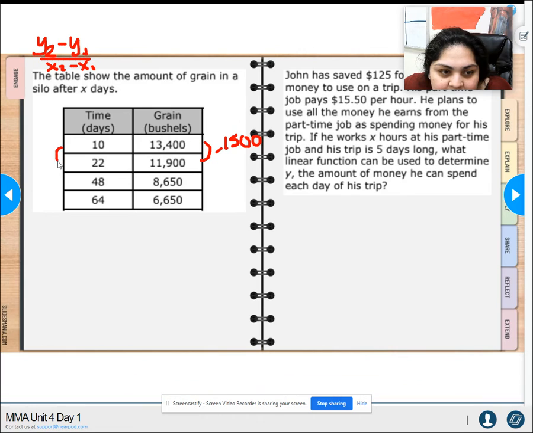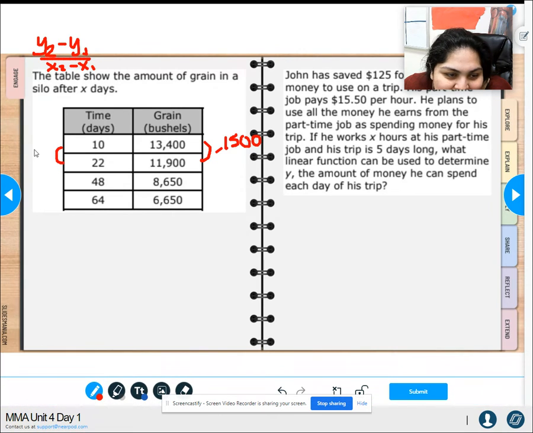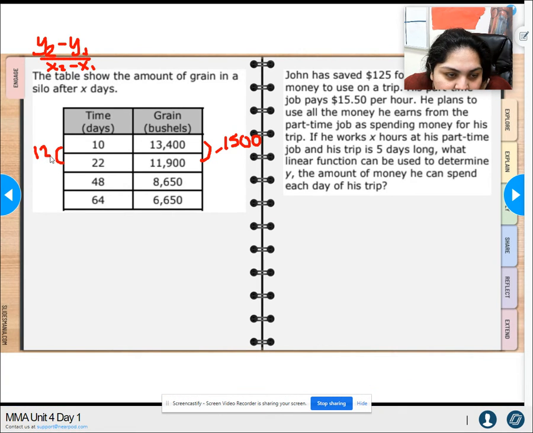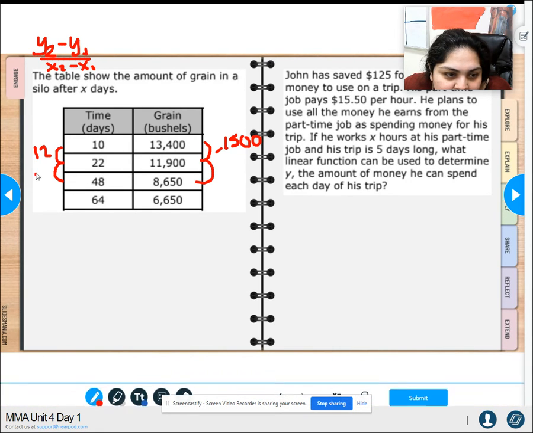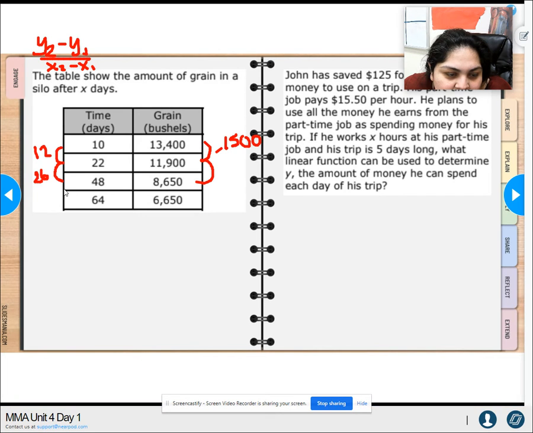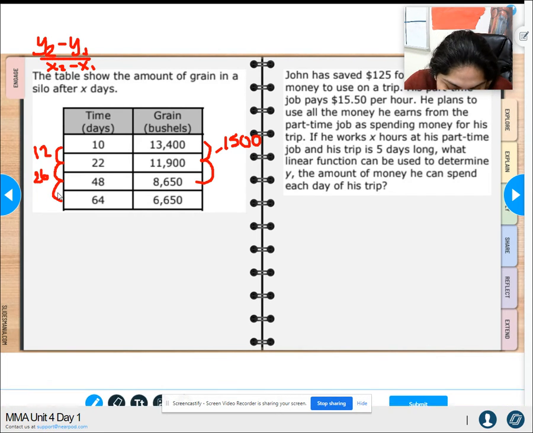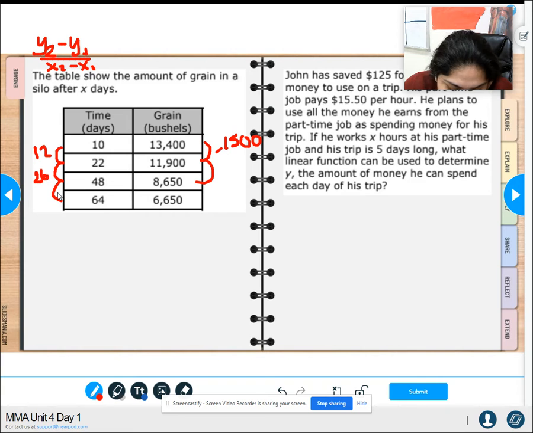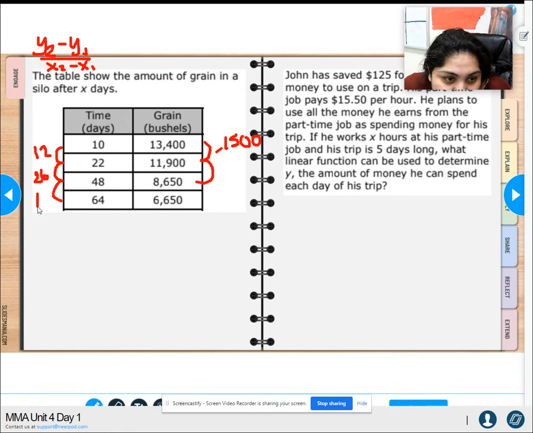Okay, then we do these two. 22 minus 10, that's 12. Okay. We look at this pattern, do this one. This one's going to be 626. Let me do these first because those are going to be a little bit easier for me to do. 16.